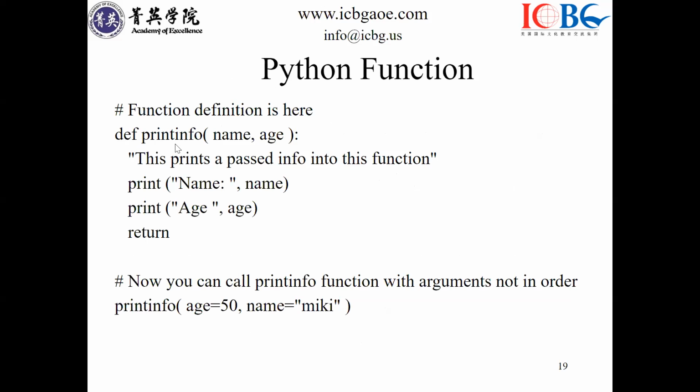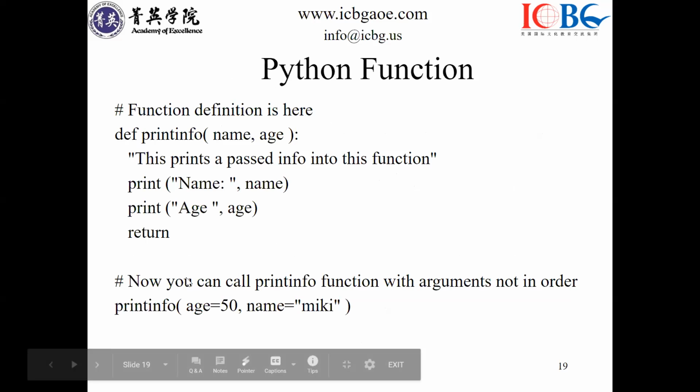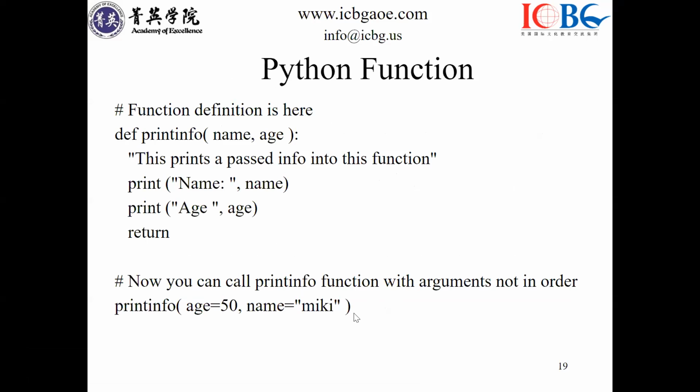So here we have def print info name age, right? And then when you call it, you can call it with the arguments not in order as long as you say age equals 50 and name equals Mickey. As long as you explicitly say this is the name and this is the age, it doesn't matter what order you put it in, right?